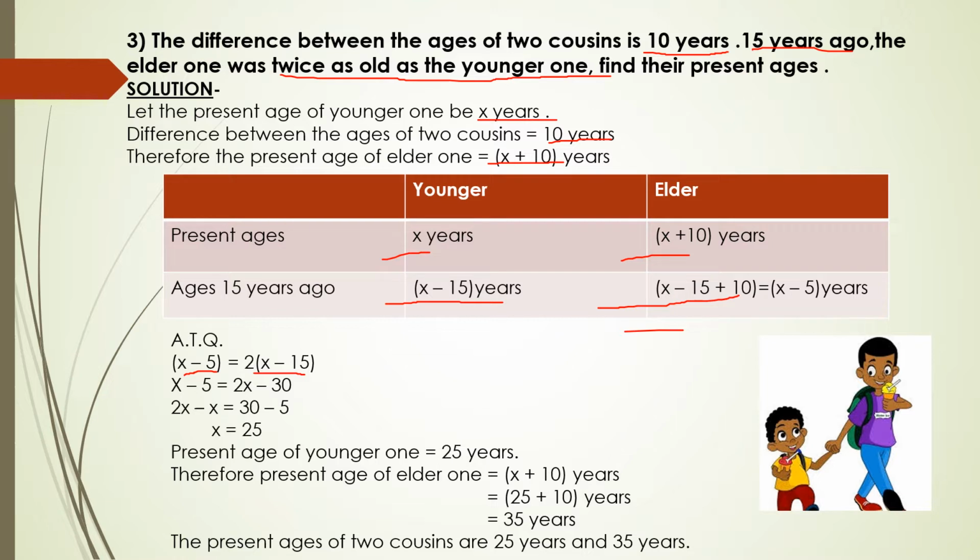Now children, you know how to simplify a linear equation. By simplification you will get x minus 5 is equal to 2x minus 30. So 2x minus x is equal to 30 minus 5, x is 25. That means the younger one is 25 years old. So you can easily get to know that the present age of the elder one would be 35 years. So the present ages of the two cousins are 25 years and 35 years.